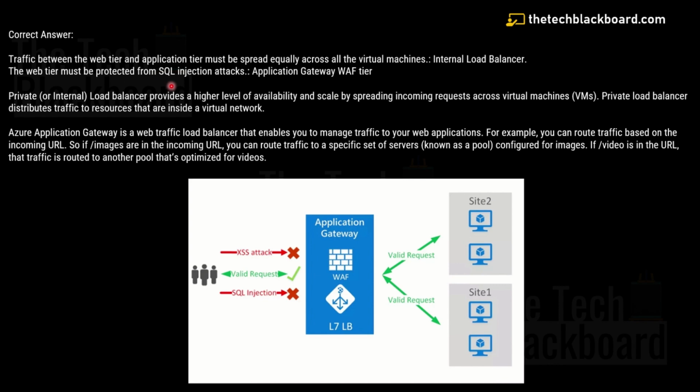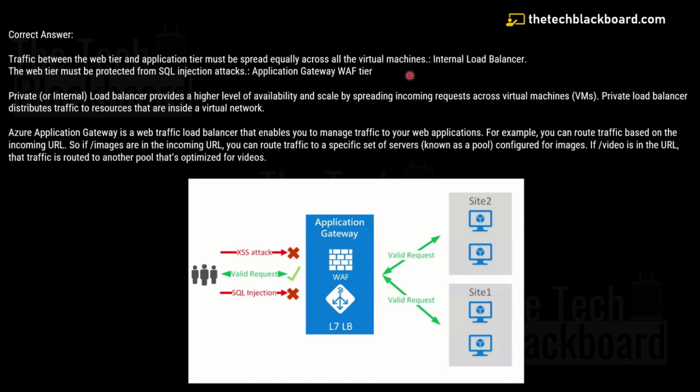Now let me try to bring all these concepts together and help you understand this question and this concept really well. Please listen to this very carefully. You have to understand that the traffic between the web tier and the application tier must be spread equally across all the virtual machines. That was the requirement of the question. And for that, we would need an internal load balancer. Similarly, the second requirement was that the web tier must be protected against all SQL injections.